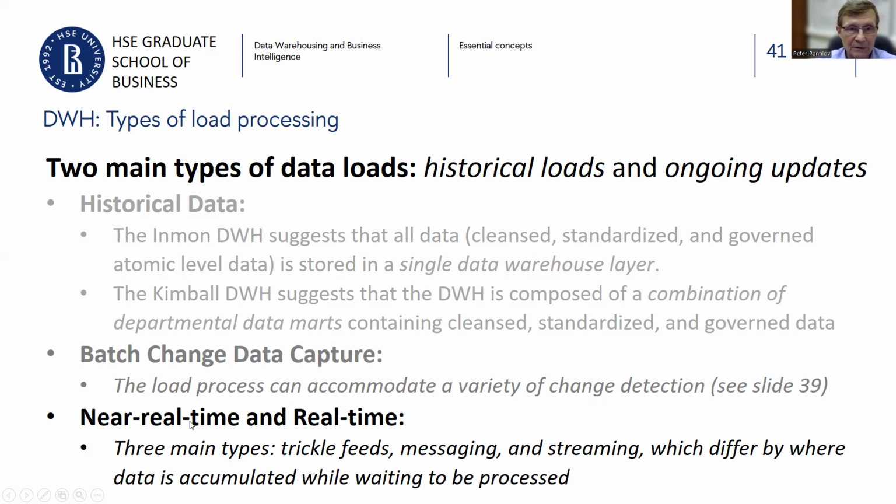And here, in near real-time and real-time data, we have three main types: trickle feeds, messaging, or streaming data. All of these data feeds differ by where data is accumulated while waiting to be processed by analytical applications. So the data origin is important here to distinguish trickle feeds from messaging from streaming.